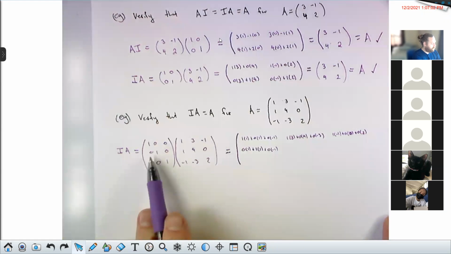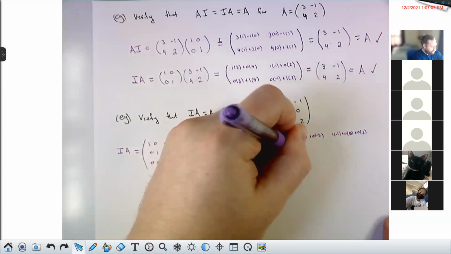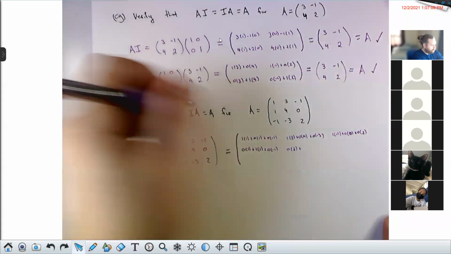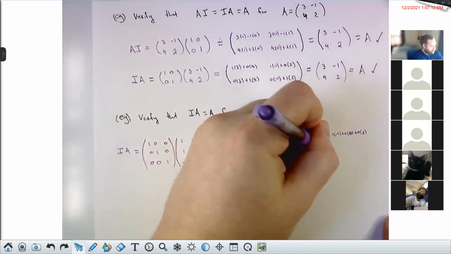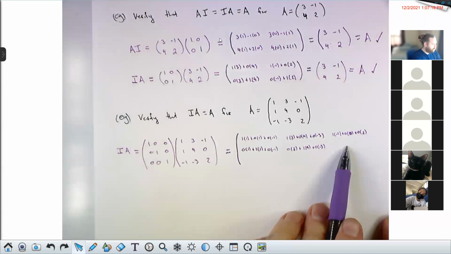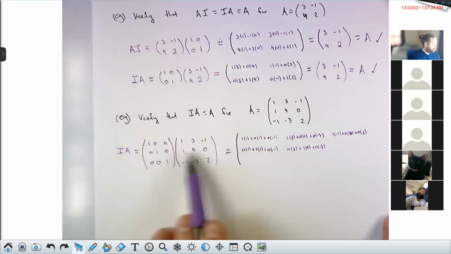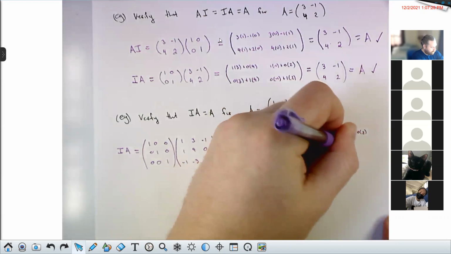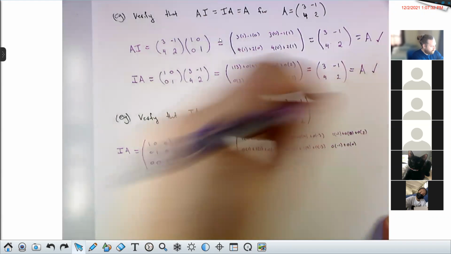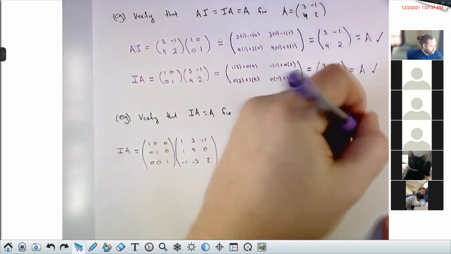Row 2, column 2 is 0 times 3 plus 1 times 4 plus 0 times negative 3. And then the 2, 3 position, I take row 2, column 3, that's 0 times negative 1 plus 1 times 0 plus 0 times negative 2. So 1 times 0 here, and then 0 times 2.